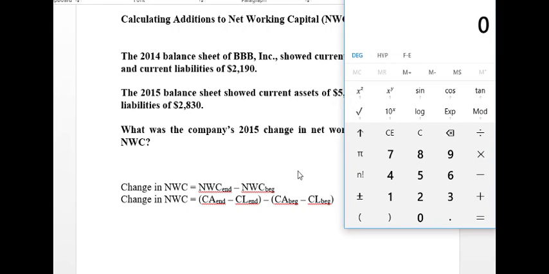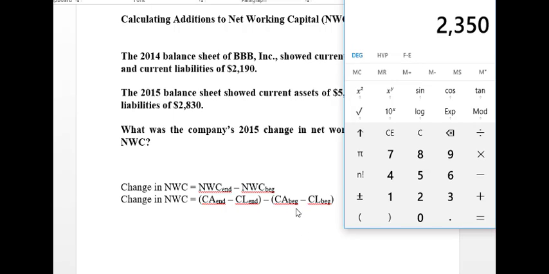And the numbers that we're going to take is we're going to take the current balance sheet, so this is 2015, and the number that we have is 5180. So that's the current assets. Now we're going to take our liabilities out of that, 2830. And that comes to 2350. So I'm going to put that into memory so you can see that.